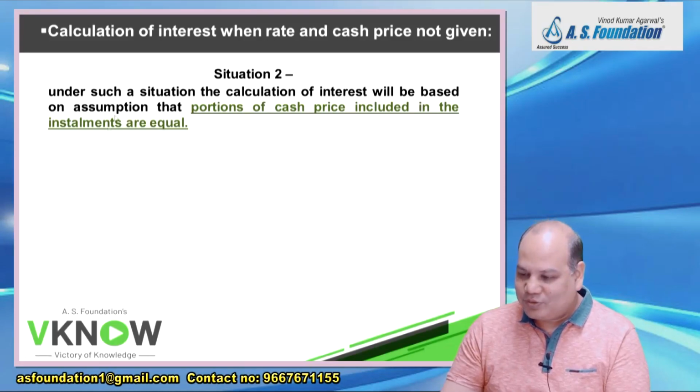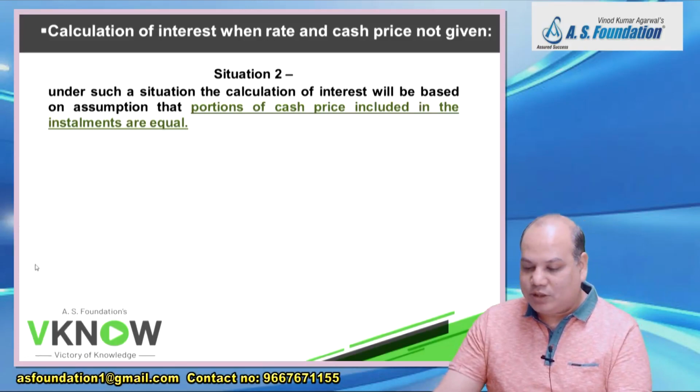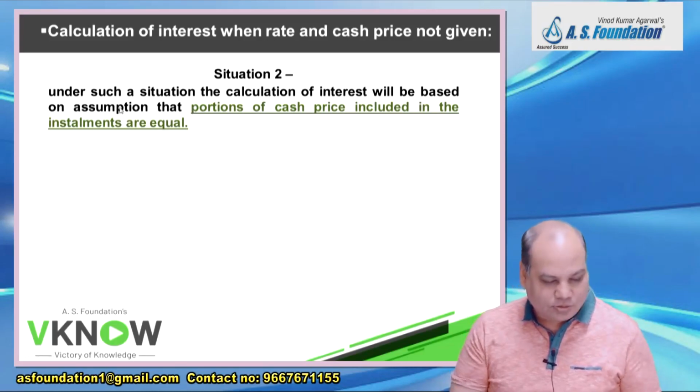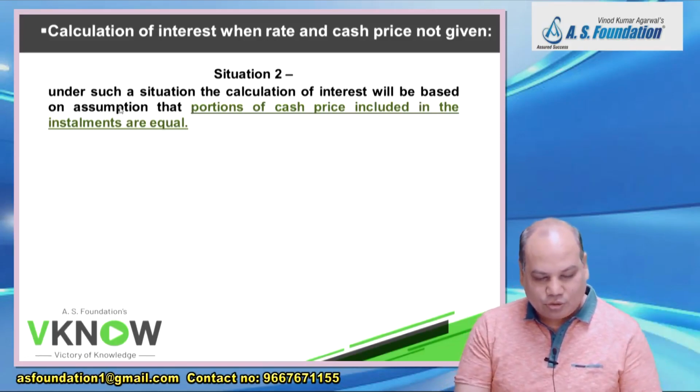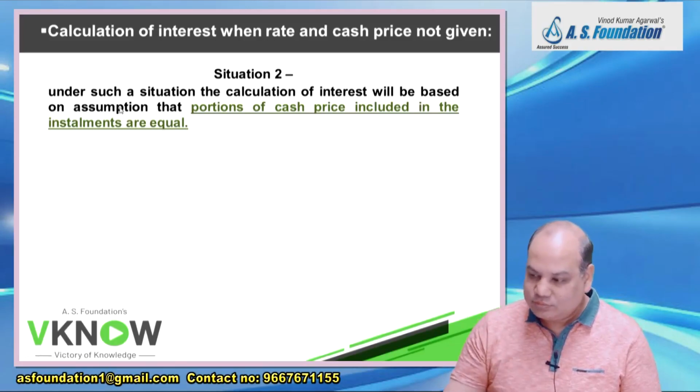Okay. So when rate and cash price are not given, under such a situation, we have to make some assumptions. So I will dictate you the assumption, don't worry. Under such a situation, the calculation of interest will be based on the assumption, underline, on the assumption. Go to your notes. After question number 1, situation 2 is written.